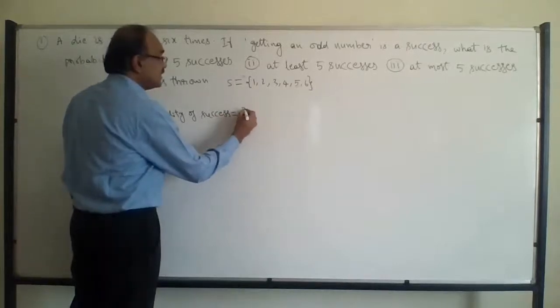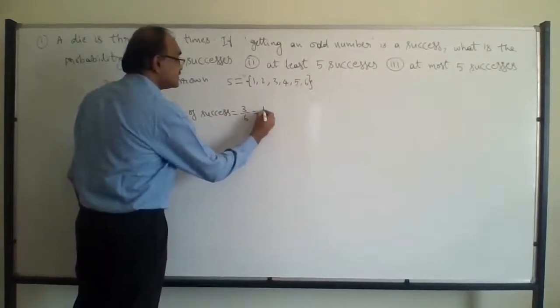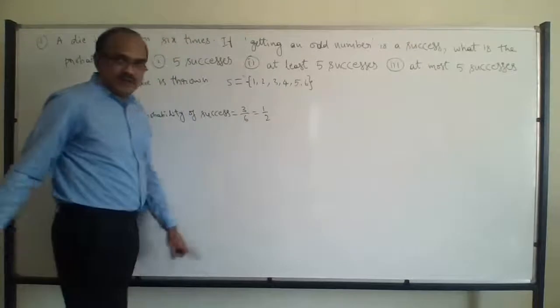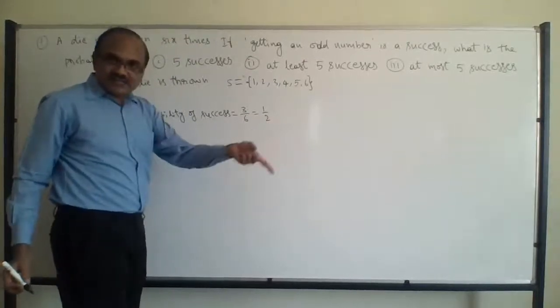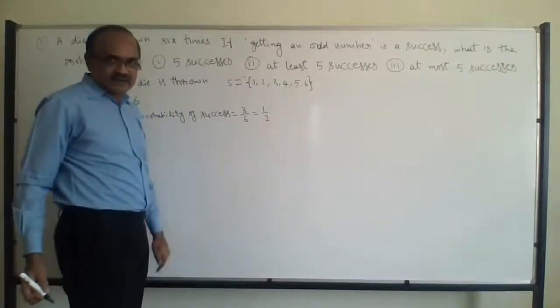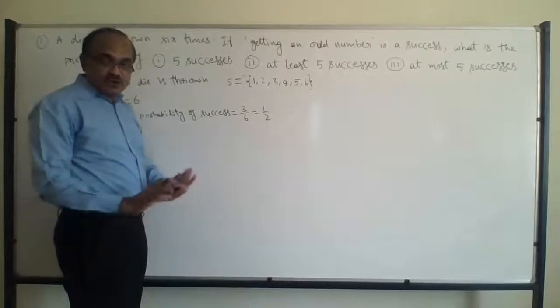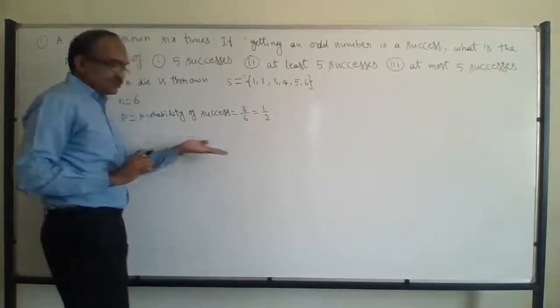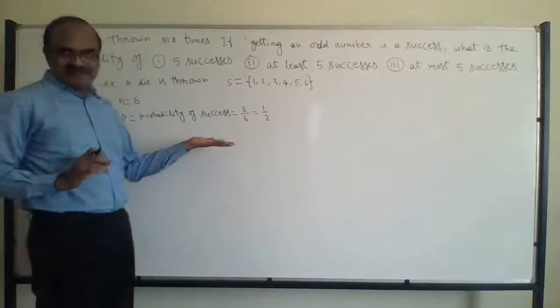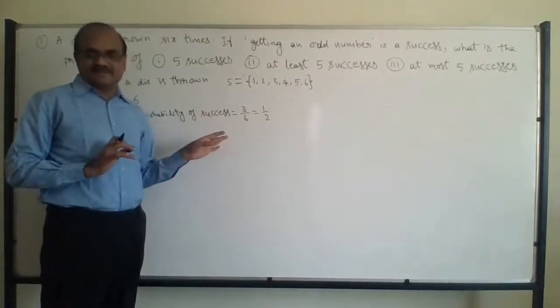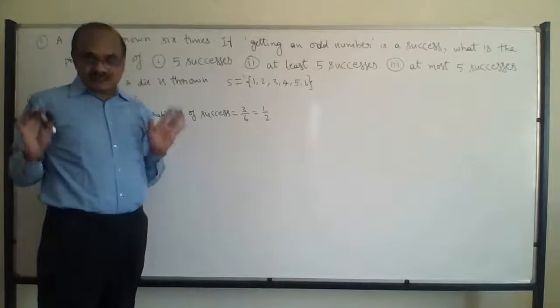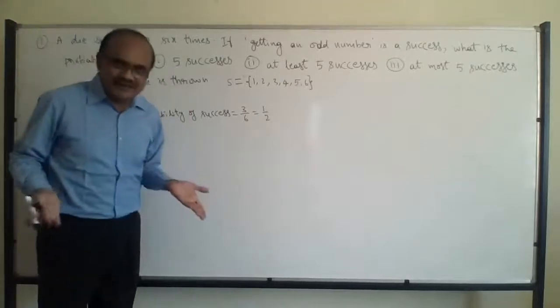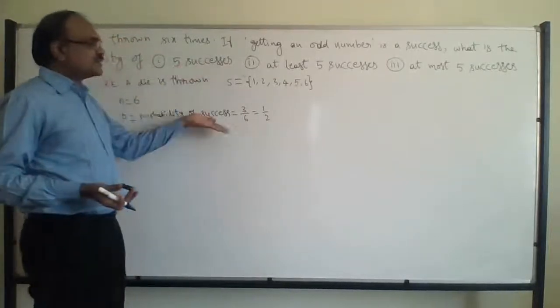That is 3 by 6. That is 1 by 2. And this remains the same for every trial. Yes or no? So the third condition is satisfied. The fourth condition: the trials should be independent of each other. What does it mean? First time when I throw, suppose I've got an odd number. That will not impact what you get in the second trial. Yes or no? So that way trials also are independent. So all the 4 conditions are satisfied.